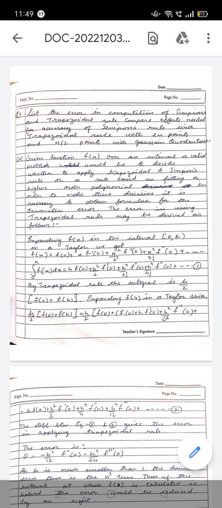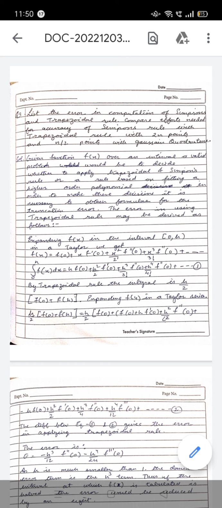So from here we can derive the error in the trapezoidal rule. Expanding f(x) in the interval 0 to h in a Taylor series, we will get f(x) equals f(0) plus x f'(0) plus x squared upon 2 factorial f''(0) plus x cubed upon 3 factorial f'''(0) and so on. On substituting the value of x as h, we will get our equation number 1.